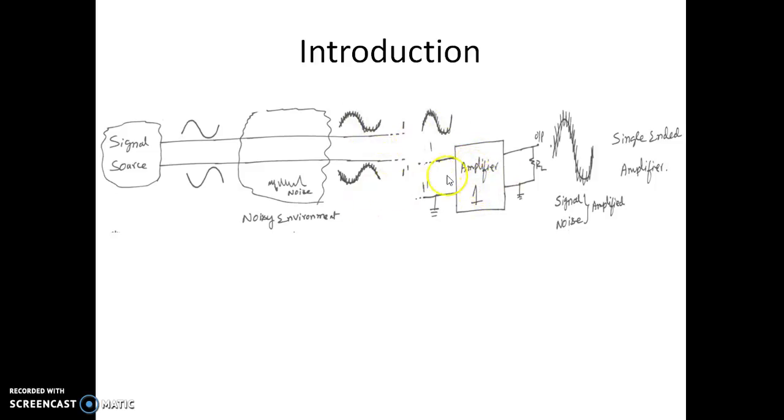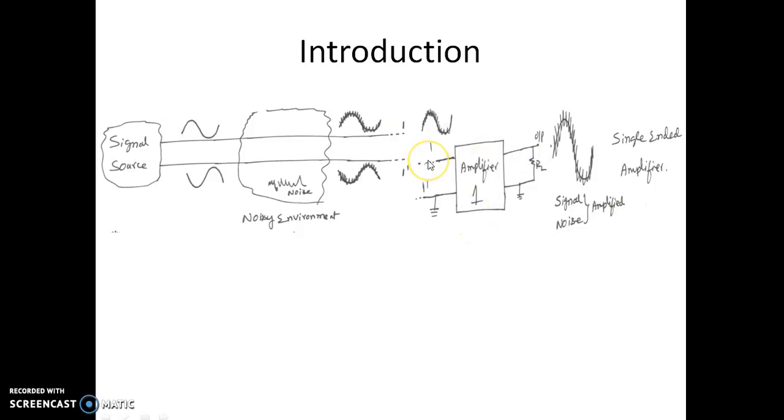This amplifier 1 is a single-ended amplifier. When it is amplified and measured across RL, a load resistor, we can see the output is amplified. Along with that, the noise is also amplified. Here we have the signal plus the noise. The signal is amplified, and the noise is also amplified. It is very evident that the noise as well as the signal are amplified.